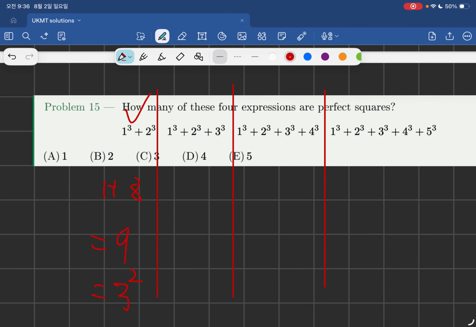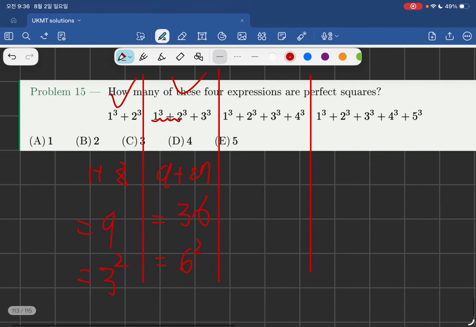Second one is 1 cubed plus 2 cubed plus 3 cubed. So it's the same as 9, which is the first two cubes. 9 plus 27 is equal to 36, and that is 6 squared. So this equation is also a perfect square. The third one is 36 plus 4 cubed, which is equal to 64, and when we add up, that is 100, and that is 10 squared. So the third equation is also a perfect square.